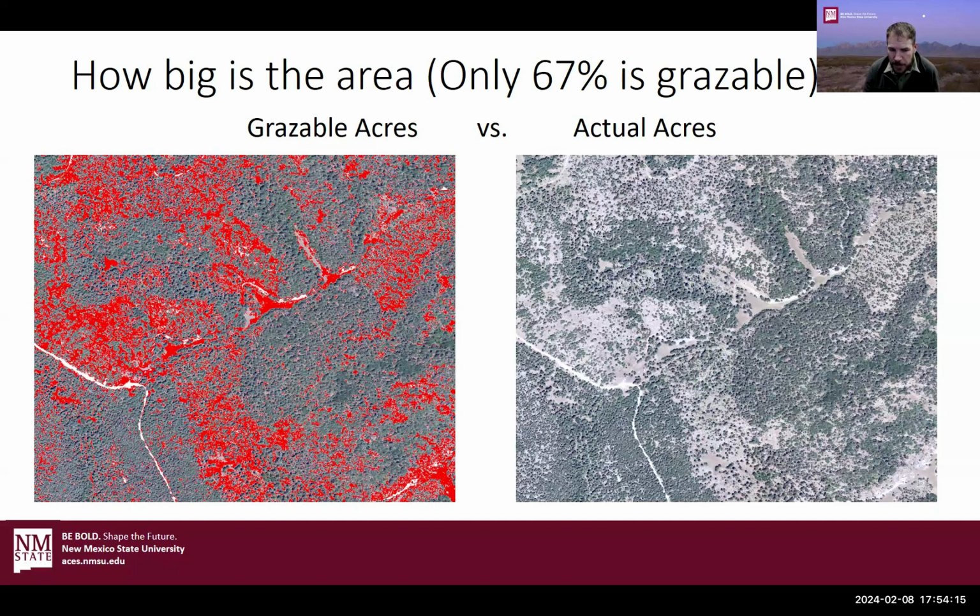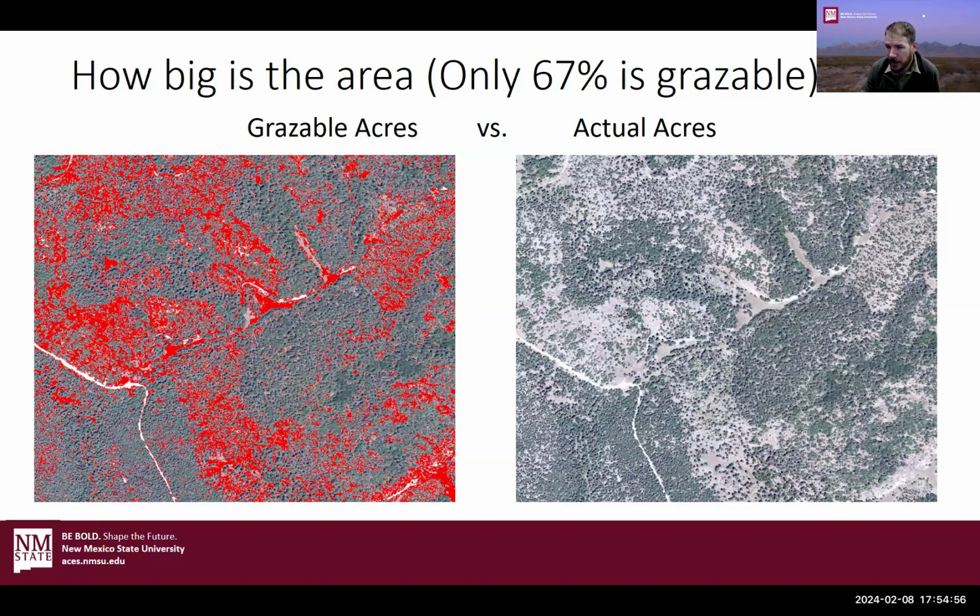acres. Because if you use actual acres, you're going to run more animals, but there's less forage than you predicted, and therefore you're going to overgraze. If you use grazable acres, then you're more accurate, and you're more likely to hit your allocation or use target. So be aware of the difference between grazable acres versus actual acres.